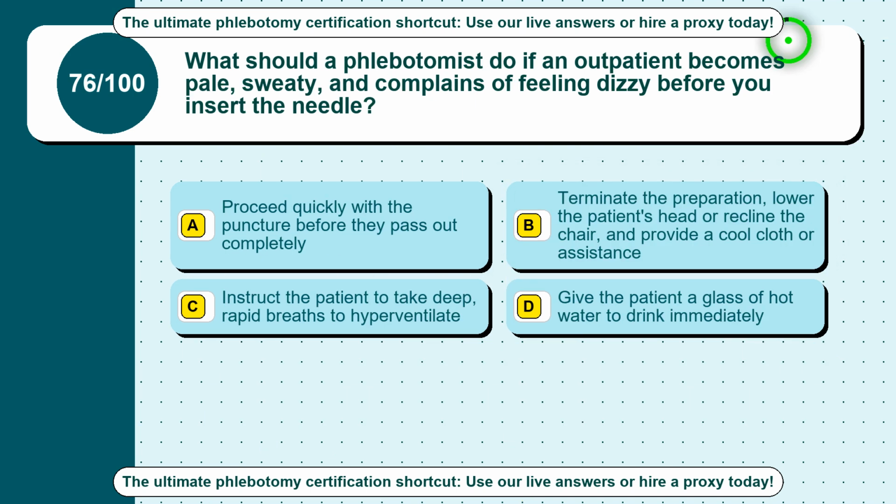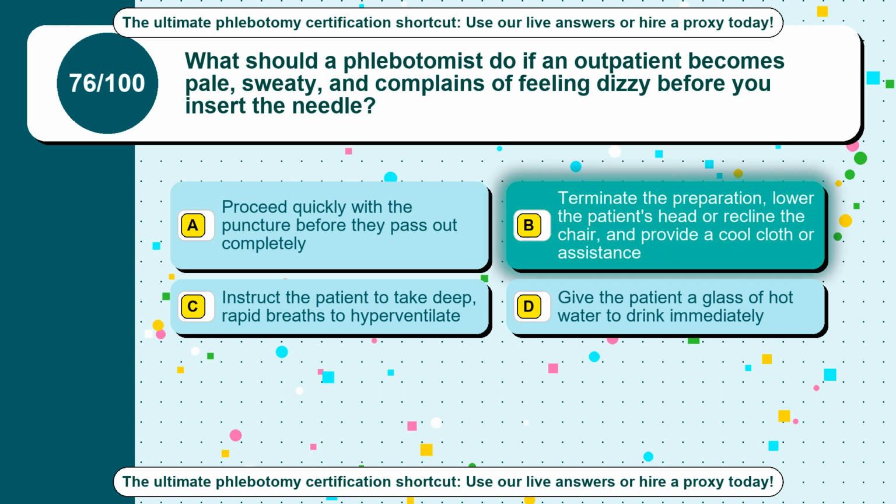Question 76. What should a phlebotomist do if an outpatient becomes pale, sweaty, and complains of feeling dizzy before you insert the needle? Option A. Proceed quickly with the puncture before they pass out completely. Option B. Terminate the preparation, lower the patient's head or recline the chair, and provide a cool cloth or assistance. Option C. Instruct the patient to take deep, rapid breaths to hyperventilate. Option D. Give the patient a glass of hot water to drink immediately.